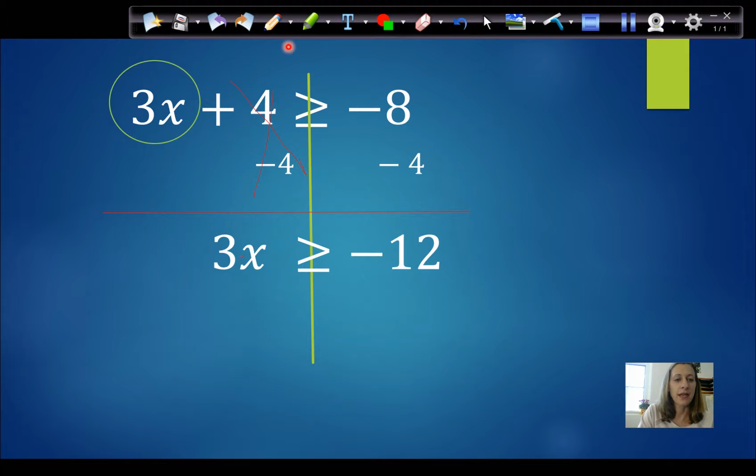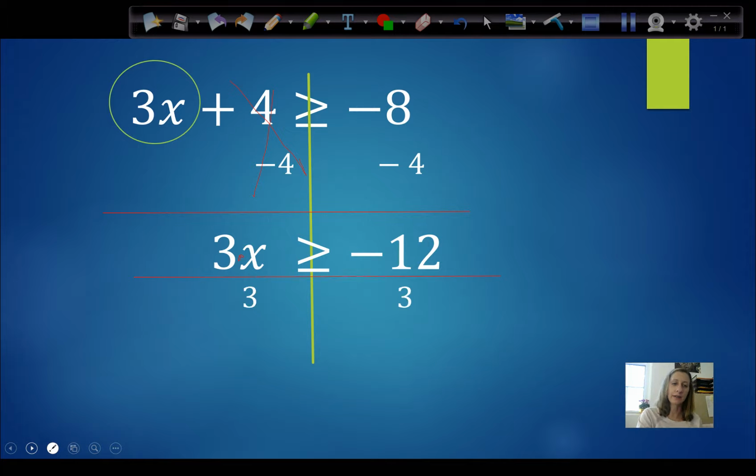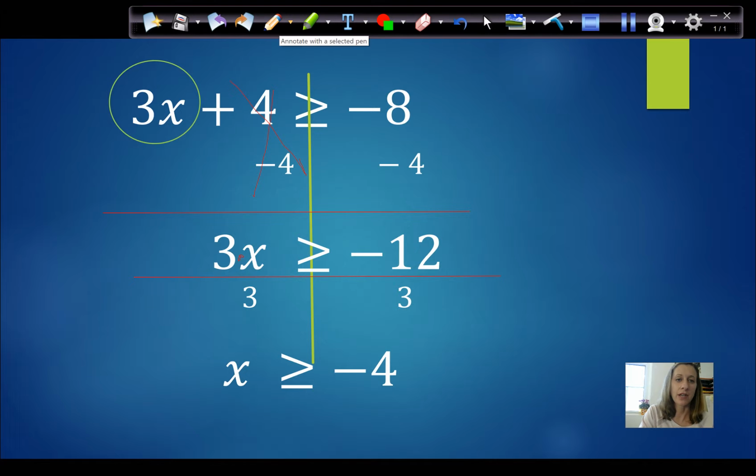Now I have multiplication. I have 3 times x, and so to cancel multiplication, we divide both sides by 3. And I'm bringing everything straight down. My x comes down, my inequality symbol comes straight down, and then negative 12 divided by 3 is negative 4. For you to get credit for solving an inequality, you must give us this entire answer. You have to give us x is greater than or equal to negative 4.